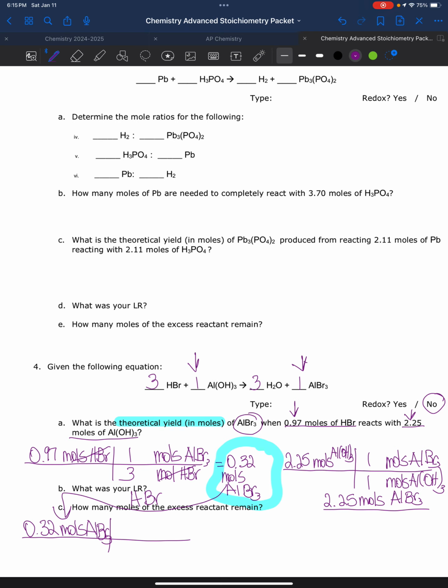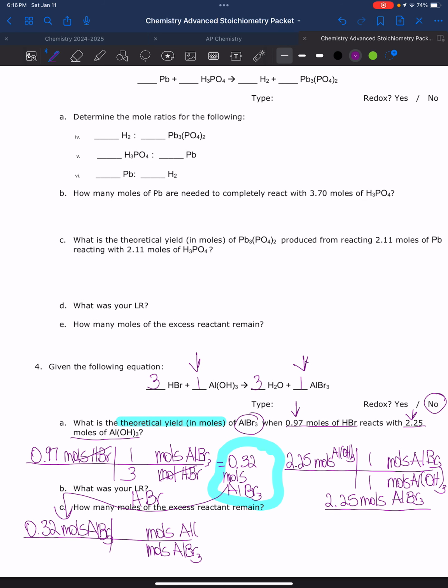So I'm going to start with how much product I actually made, which means my moles of aluminum bromide have to come diagonally down. And what I want to know is, if I only made 0.32 moles of aluminum bromide, then how many moles of my aluminum hydroxide did I actually use? So I'm going to look back up at my coefficients. My aluminum hydroxide is a coefficient of 1. My aluminum bromide is a coefficient of 1 as well, which means that I used 0.32 moles of my aluminum hydroxide. Okay, these moles cancel out.